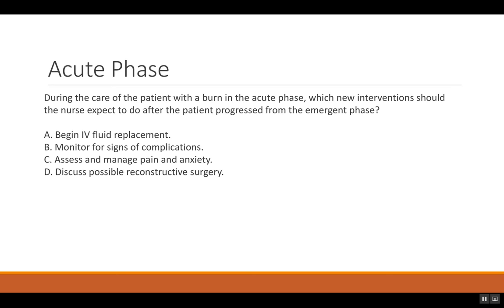Fluid replacement starts in the emergent phase. Assessing and managing pain and anxiety occurs in the emergent phase and the acute phases. And discussing possible reconstructive surgeries is done in the rehabilitation phase.